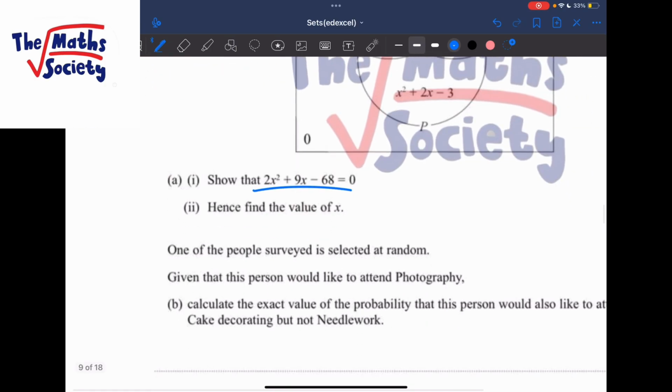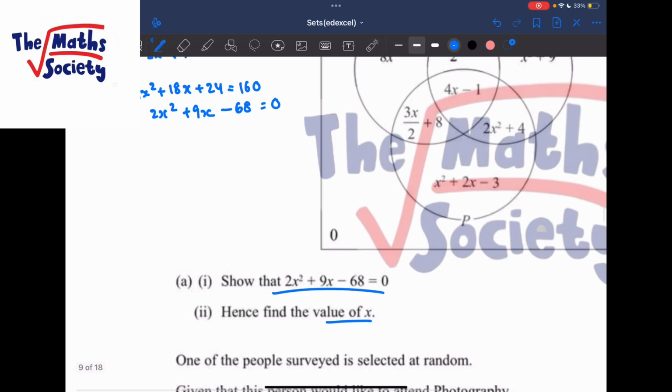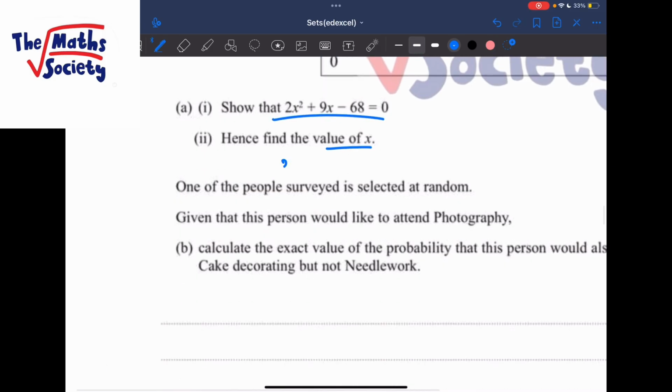So it's shown. Hence, find the value of x. We can use the cross method: 2x and 68, so that's plus 17, and x minus 4 equals 0. We can't take the other factor, so it's just x minus 4 equals 0. So x is equal to 4.